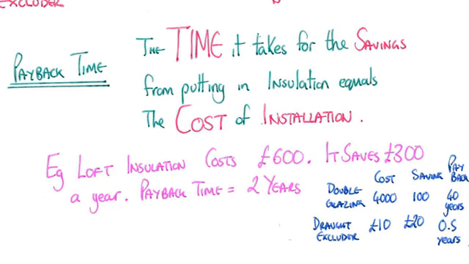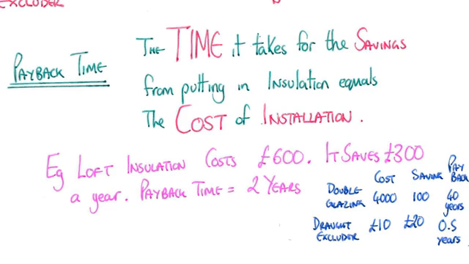Okay, so for example, we've got a good example there in pink. It costs £600 to put in loft insulation, shall we say, and if it saves you £300 a year, the payback time is 2 years. At the end of 2 years, the savings you've made, which is £300 a year, will equal £600. After that, of course, you're saving £300 every year, which is good.